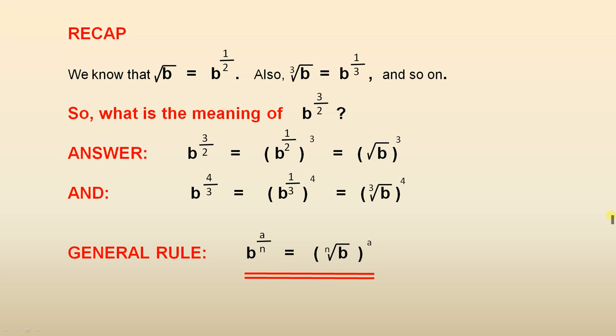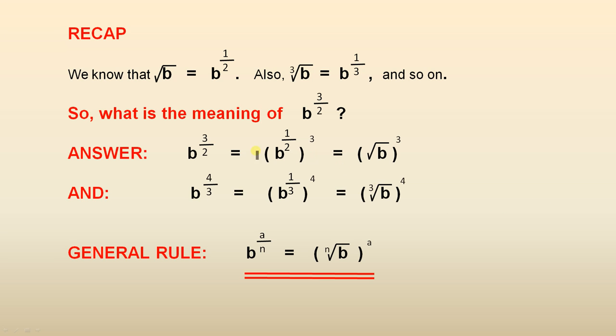A recap. We know that the square root of b equals b to the power of a half. Also, the cube root of b is b to the power of 1/3, and so on. So, what is the meaning of b to the power of 3/2?